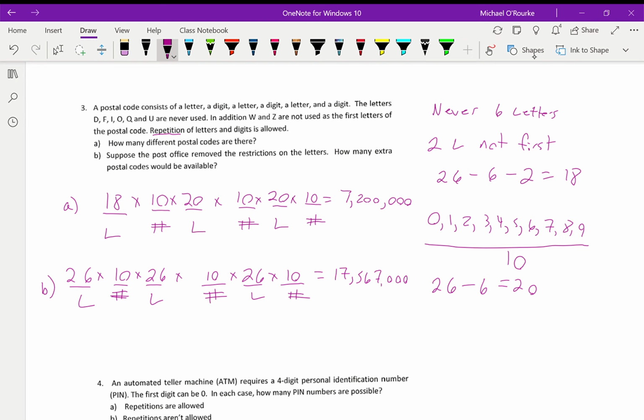And how many extra? We take the 17 million minus the 7 million, and that would give us our, so you can take this number here and minus off this number here, which gives us 10,376,000.